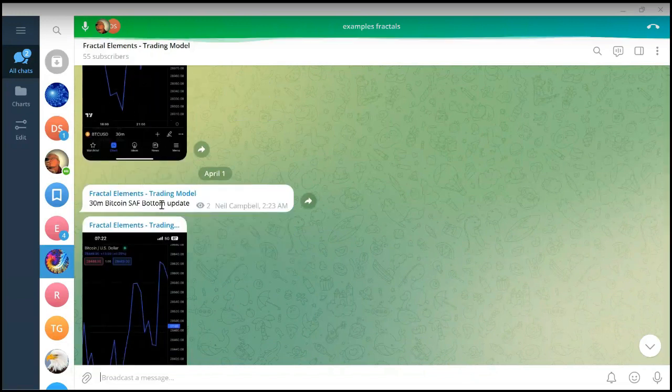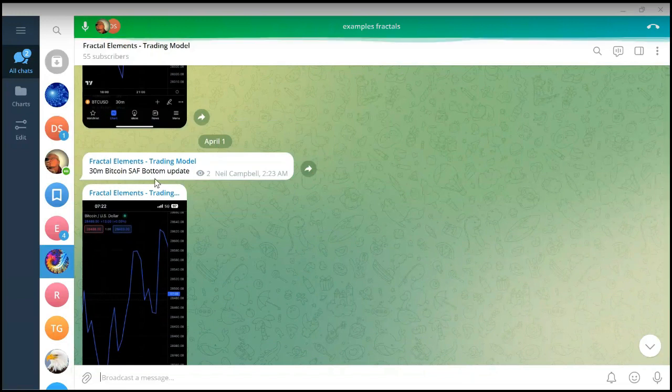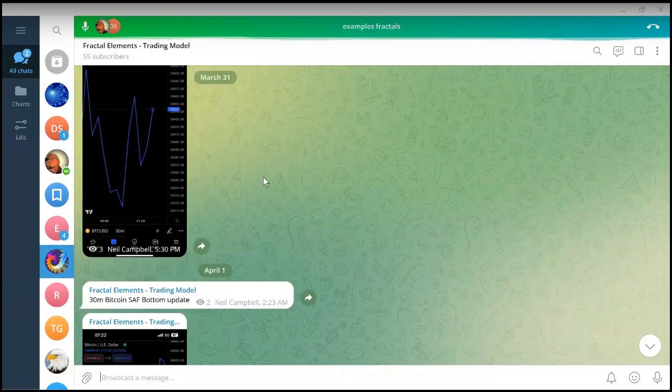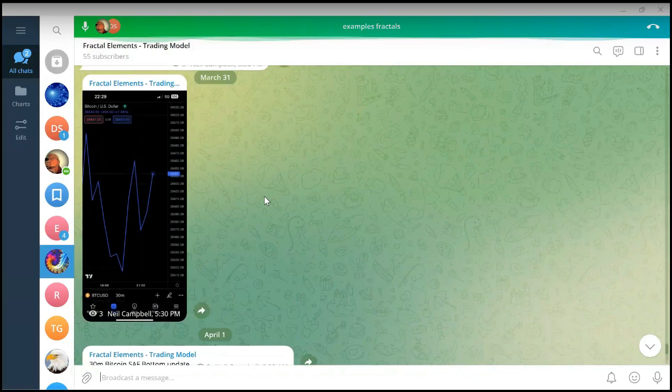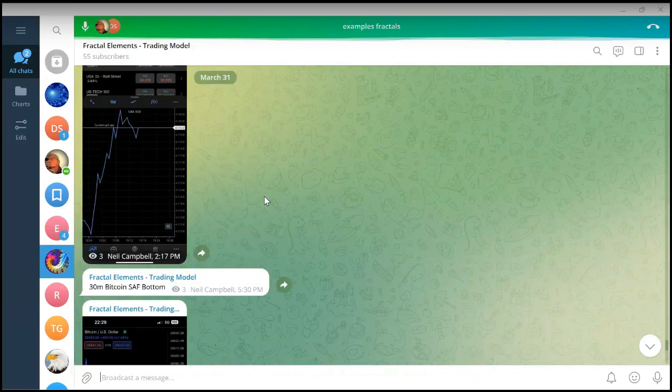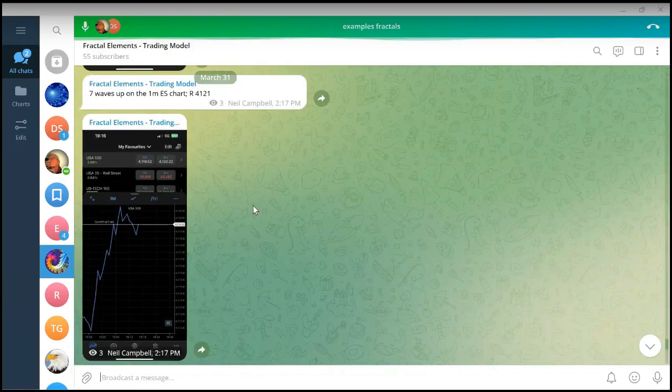Okay, so that's how he did the Bitcoin today. He found that on the 30-minute time frame, and this is the update on the 30-minute time frame. A lot of the markets are closed, but Bitcoin does trade over the weekend. You can do the cryptos on a weekend, all right? So you can use the fractals every day during the week on equities, and you could do the cryptos on a weekend. Okay, let's take a look at another common fractal.